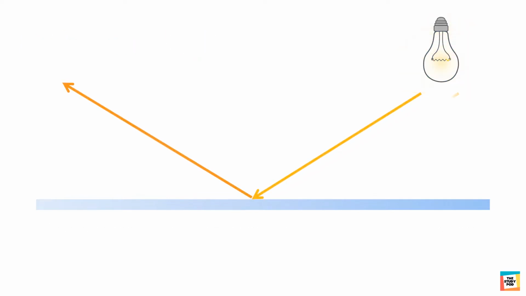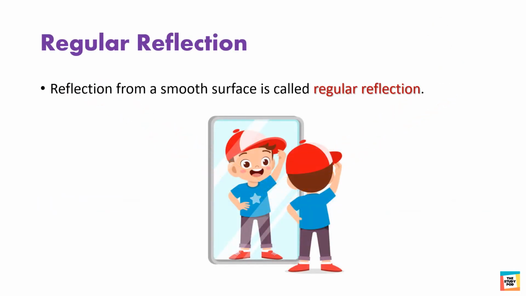When a parallel light beam strikes a smooth surface, it will be reflected as a parallel beam. This is called regular reflection. Reflection from a smooth surface is called regular reflection. Mirrors and polished metals have smooth surfaces which produce regular reflections and sharp images.